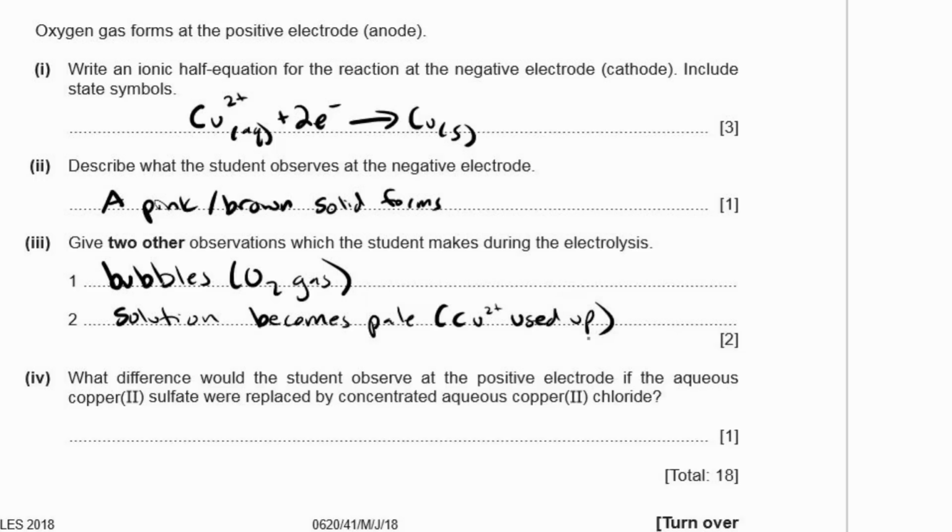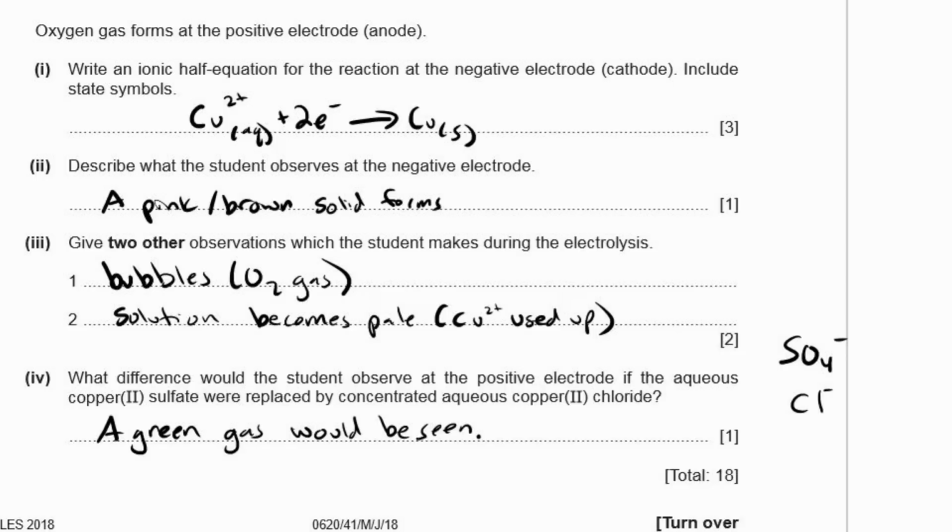All right. So what difference would the student observe at the positive electrode if the aqueous copper 2 sulfate were replaced by concentrated aqueous copper 2 chloride? Okay, so the difference here, copper 2 sulfate, SO4 minus, compared to copper chloride, Cl minus. The chlorine, the Cl minus, produces chlorine gas, okay, and rather than the oxygen gas. And so the chlorine gas is a green color. So a green gas would be seen, which is the chlorine gas.